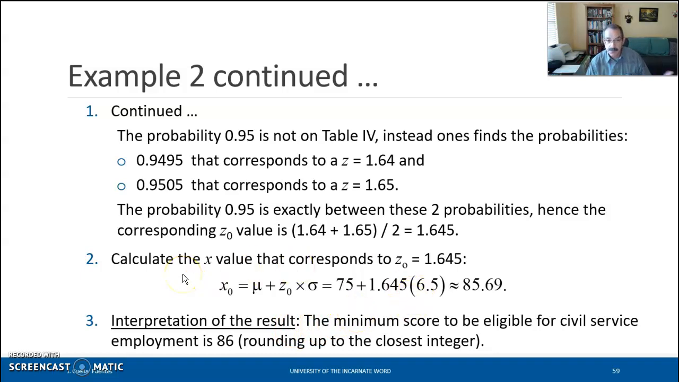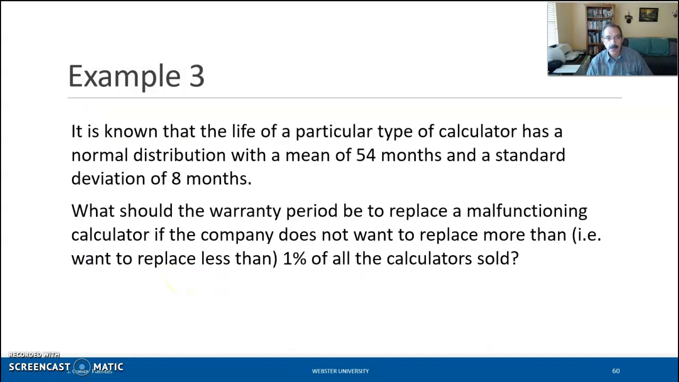So this is problem 2. Let's look at another problem. In this problem 3, it's a little closer to my heart because I used to work for Texas Instruments, and I remember all the problems we had with their calculators. They were terrible. Well, I'm talking about 40 years ago. Now they're excellent quality.